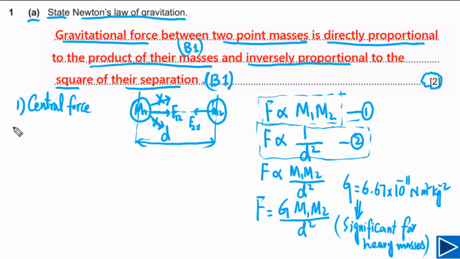The second point we need to understand about gravitational force is that the force between two masses does not depend on medium. So simply I will say the force does not depend on medium, or simply you can say the force is independent of medium.